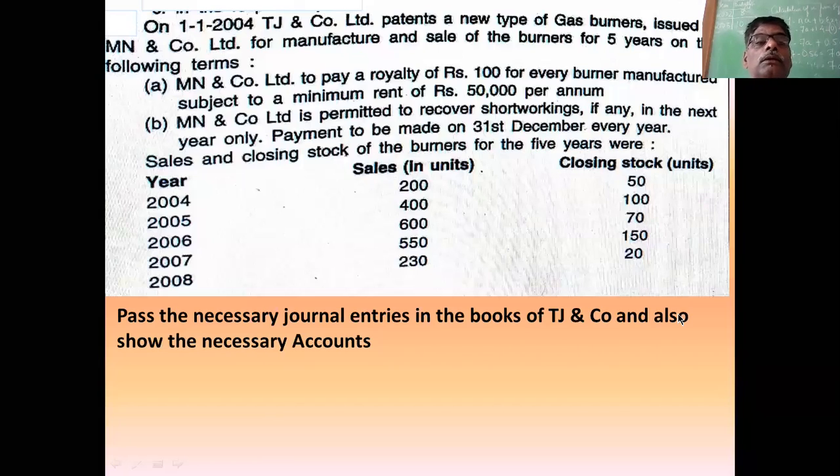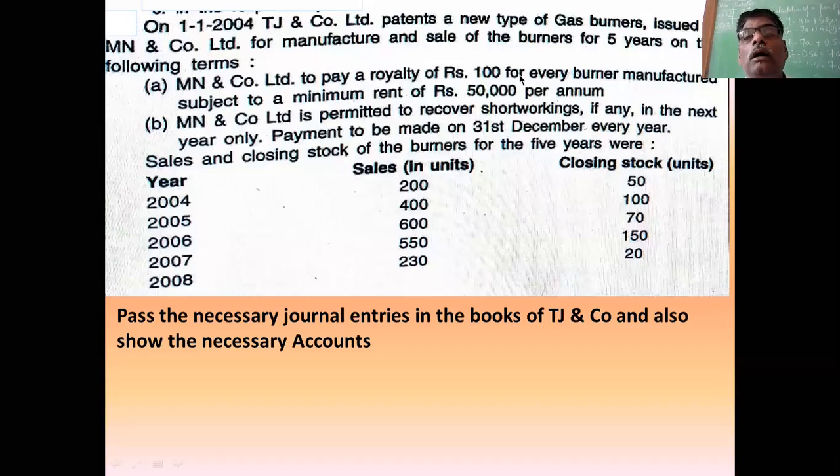Okay. So TJ company is the patenter. They have the patent, and that patent is given to MN and Company. Okay, MN Company is a manufacturer. Manufacturer means lessee. Lessor is TJ and Company. Okay. Then MN Company pays royalty of ₹100 for every burner manufactured. For every burner manufactured, ₹100 the royalty.